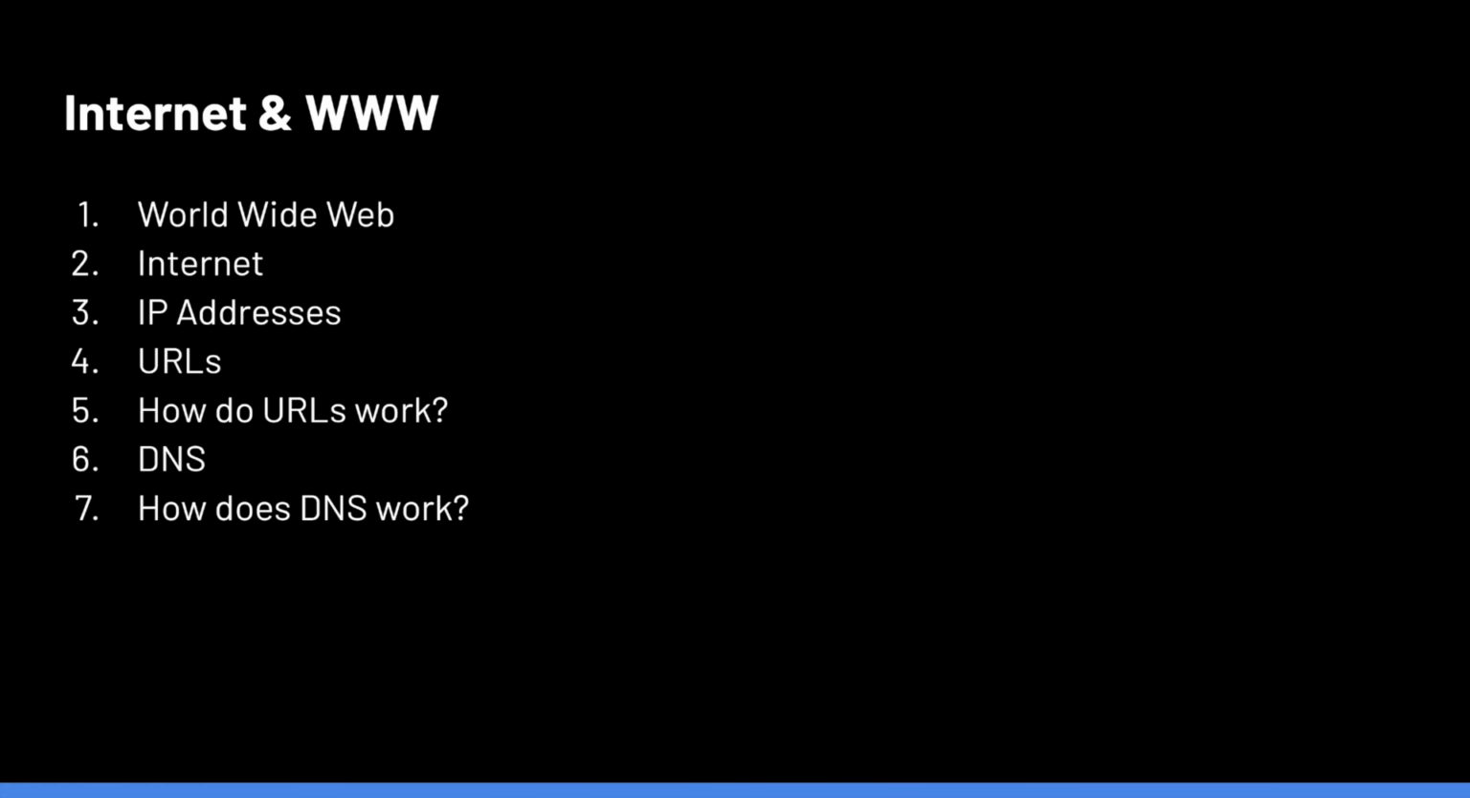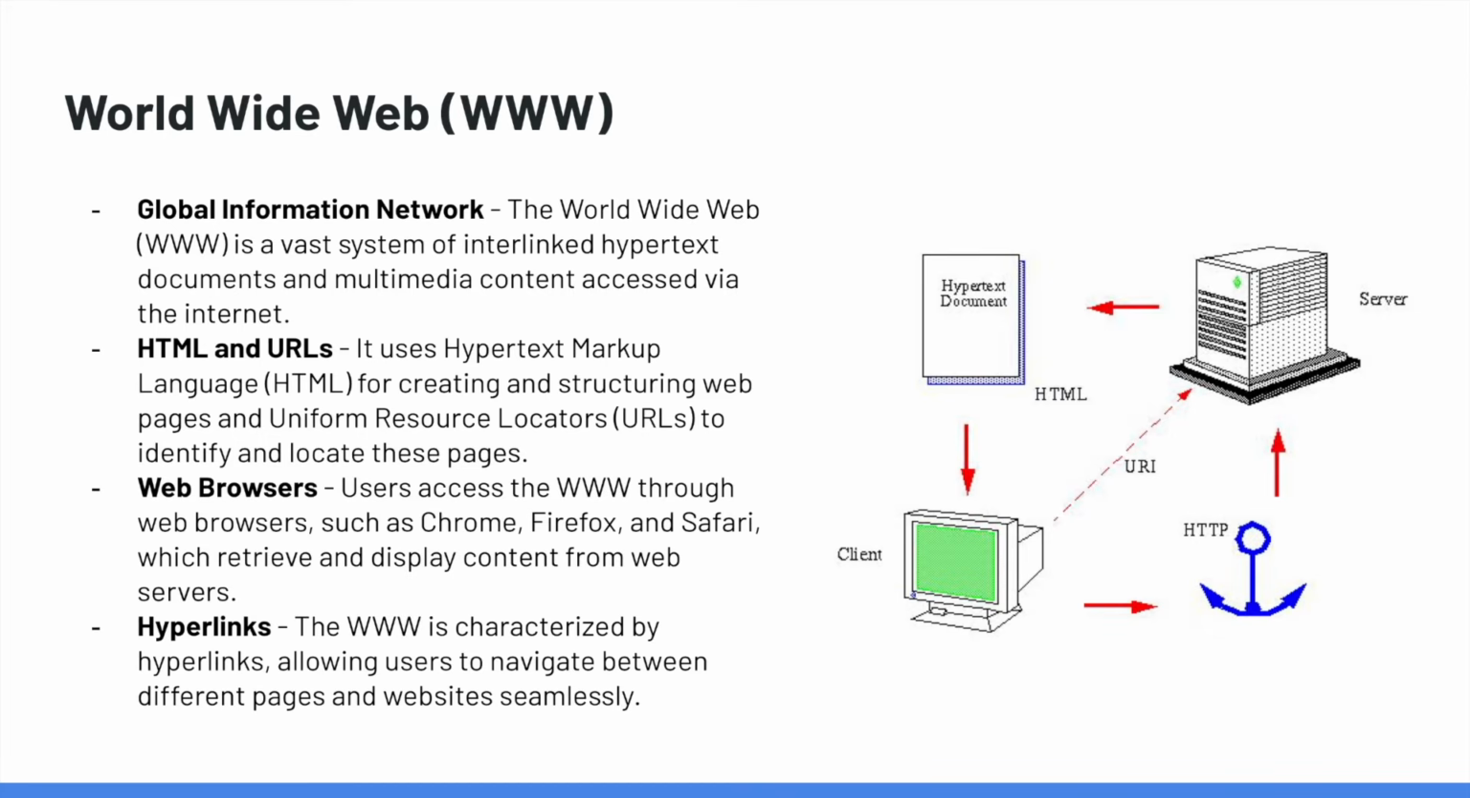Okay, so our next section is going to cover the internet and the World Wide Web. Now, basically, the World Wide Web is the information on the internet. So all of those web pages that you see, which are written in hypertext HTML, and multimedia content, that consists of the World Wide Web.